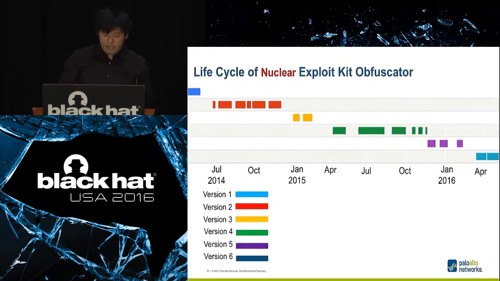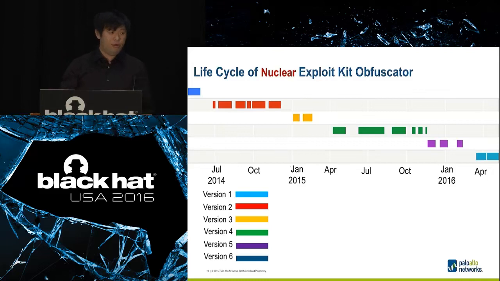To better understand the exploit kit obfuscators, we also draw the timeline of obfuscator life cycles for each exploit kit family. This is the first work that tries to use the obfuscator life cycle to represent the evolution of an exploit kit family. This figure shows the life cycle of the Nuclear obfuscator over a 2-year period. Each line represents an obfuscator version, and each block in the line represents an obfuscator variant.